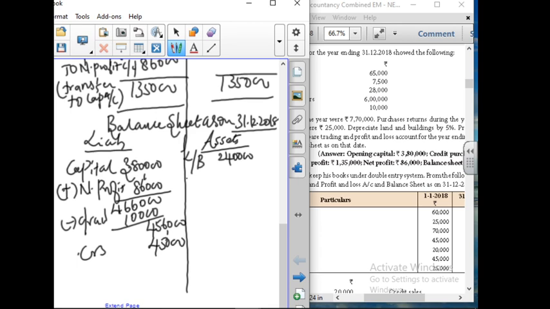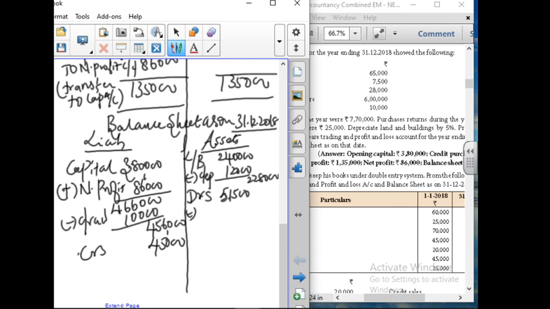Next, minus depreciation is there. It is 12,000. So in the outer column you have to write 2,28,000. Next, debtors here amounted to 51,500. This is the closing information.